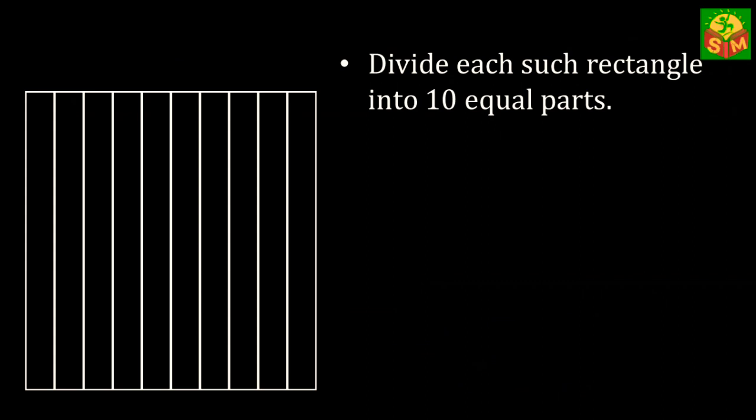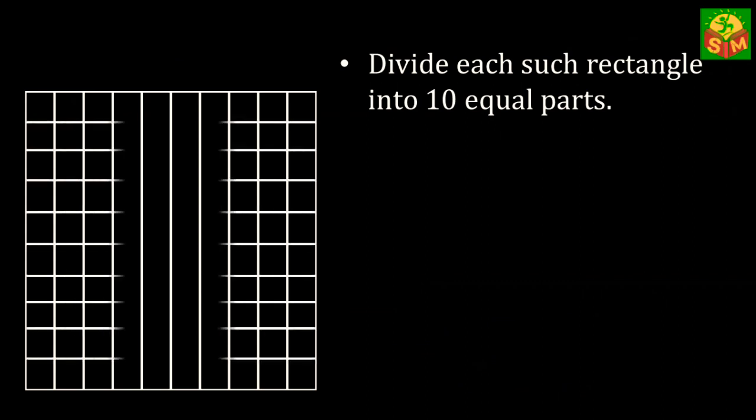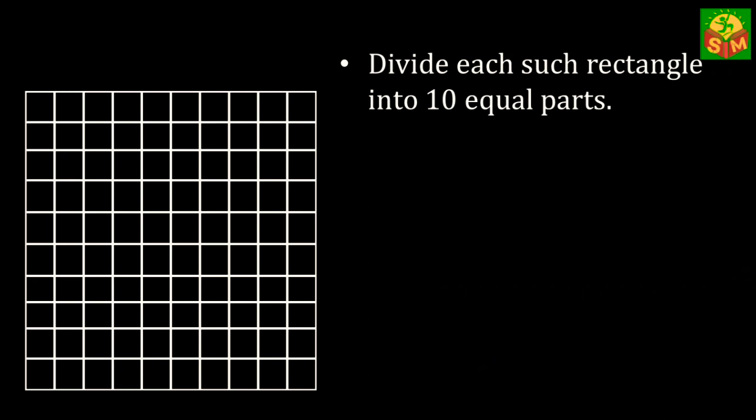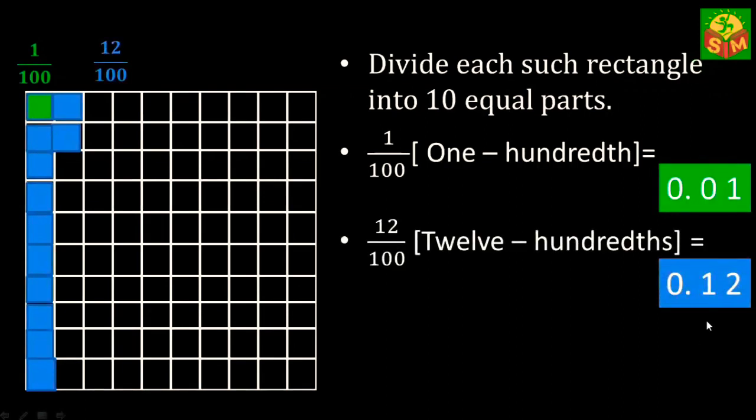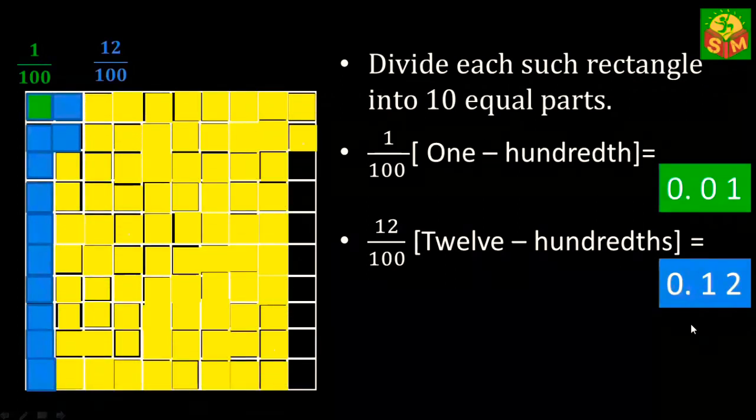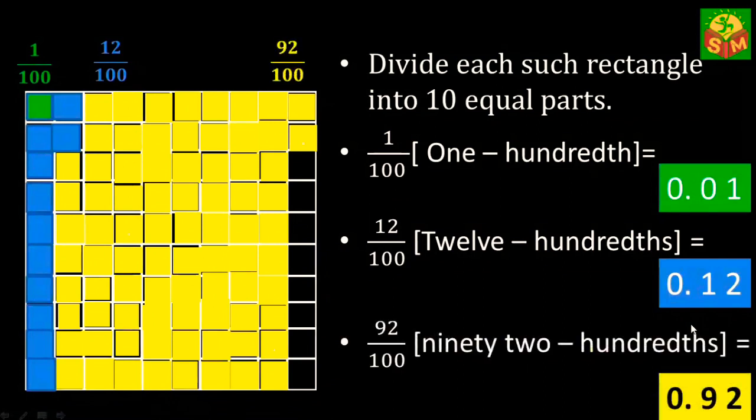Now divide each such rectangle into 10 equal parts. Then we get 100 small squares. Now each small square is 1/100th of the whole square, and in the decimal notation, we write it as 0.01. If 12 parts are shaded, it represents 12/100ths, that is 0.12. If 92 parts are shaded, it represents 92/100ths. 92/100ths is 92 over 100, which is 0.92.